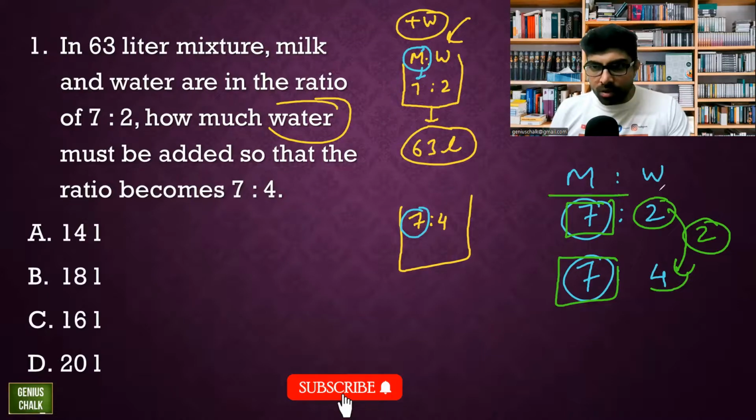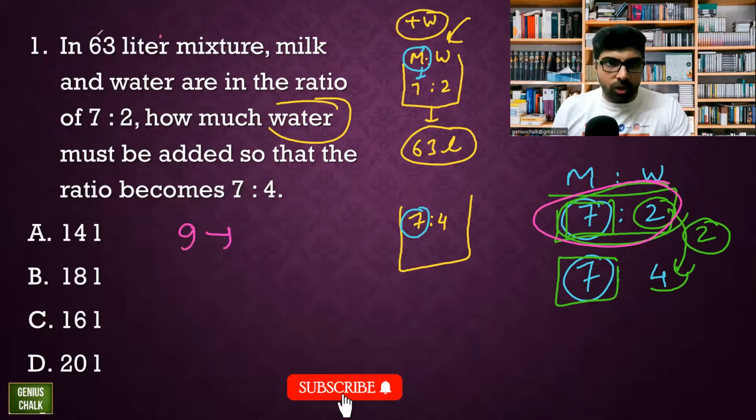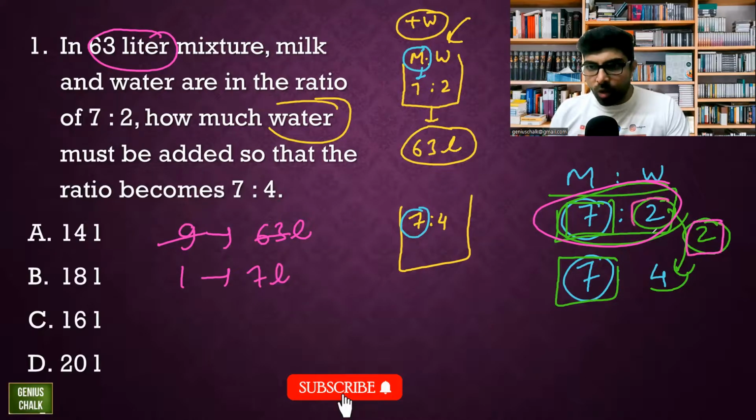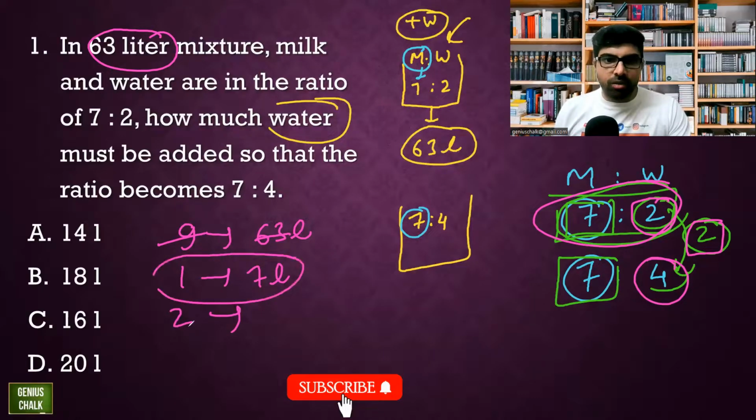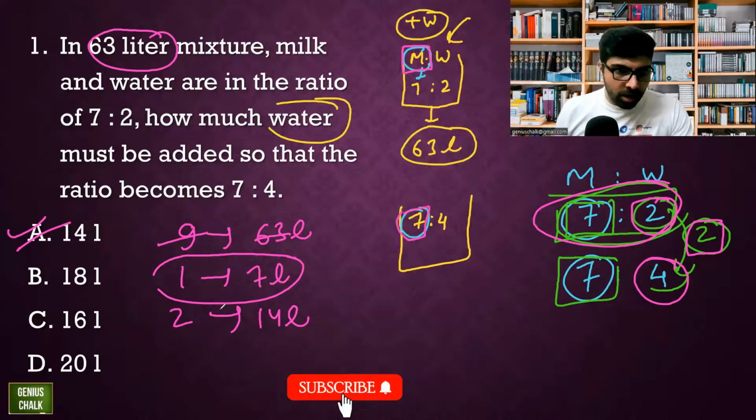And now if you focus, what was the total quantity before? It was 9, right? So 9 quantity was equal to 63 liter. So 1 quantity is equal to 7 liter. Now how much is added? Water was 2, now it has become 4. That means 2 units are added. If 1 unit is equal to 7, 2 units is equal to 14, and that is my answer, right? So we just have to make sure that whichever thing is fixed, we also make the ratio of that thing fixed. This is the concept.